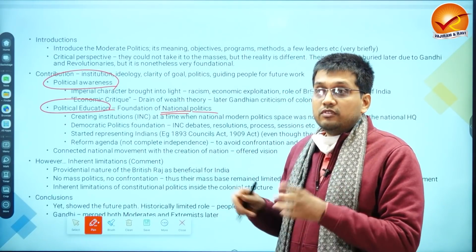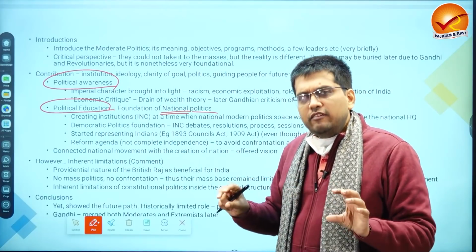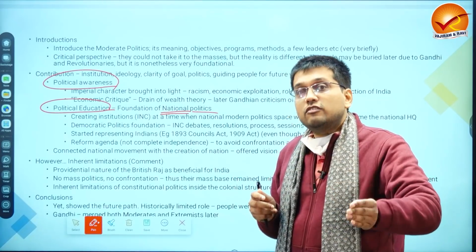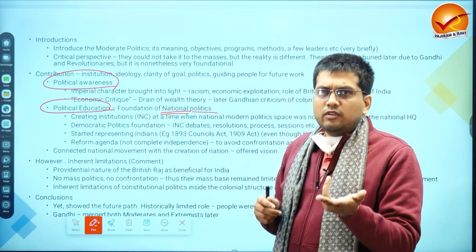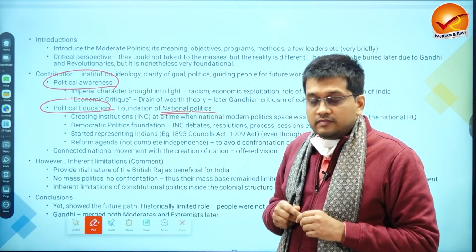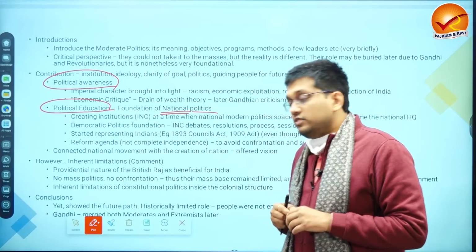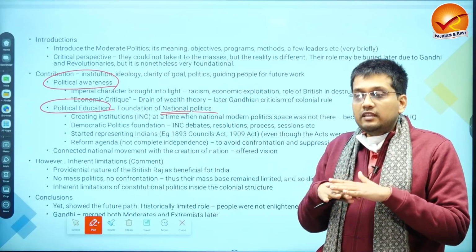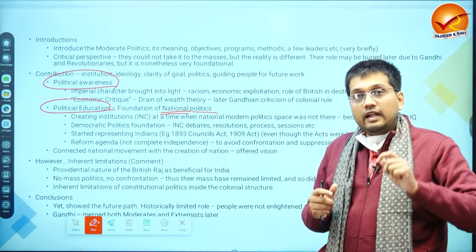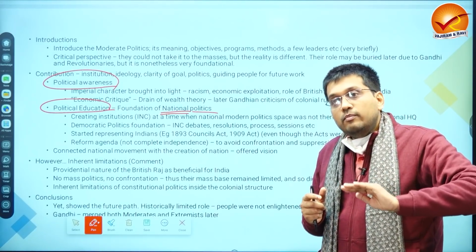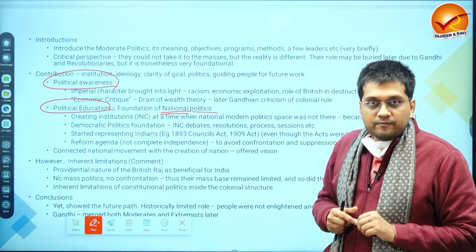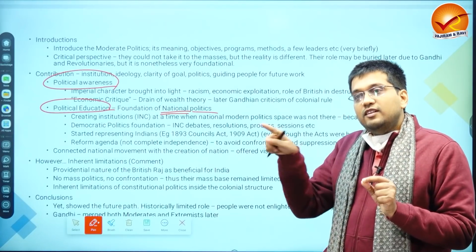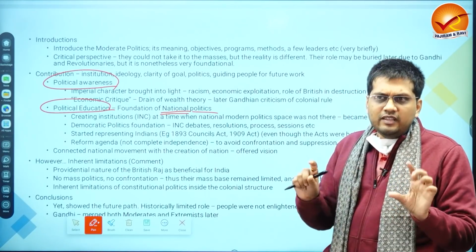because it's a comment type question, to what extent, in a very brief manner you go to the other side also and talk about their nature, that their belief in the providential nature of the British, they believed, at least in rhetoric, in the white man's burden. Then there is no mass politics because they wanted to avoid confrontation, and therefore their own social acceptability, their own mass base remained limited, and therefore the pressure that they could build upon the British also remained limited. So inherent limitations of constitutional politics inside the colonial structure, that is their limitation in a very short and terse manner.